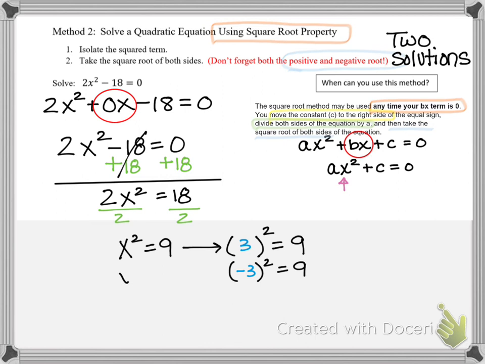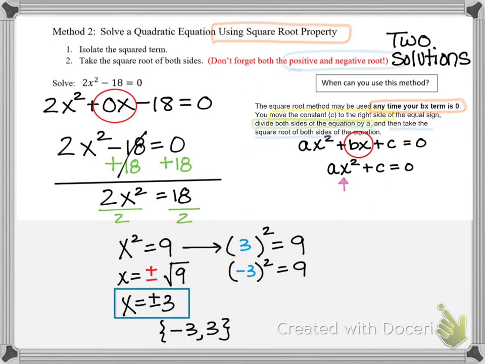So if I go back to x squared equals 9, this is where the square root property comes into action. That means x equals plus or minus, or the positive or negative square root of 9. So x equals plus or minus 3. Or I can write it as a solution set, negative 3 and 3. So now I have two solutions for my x variable.